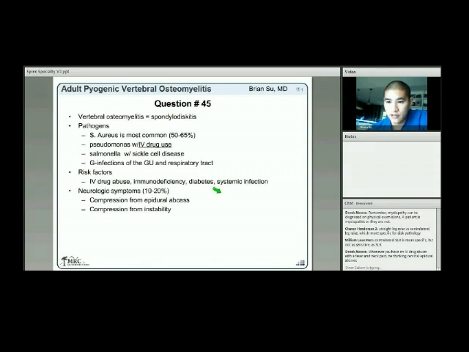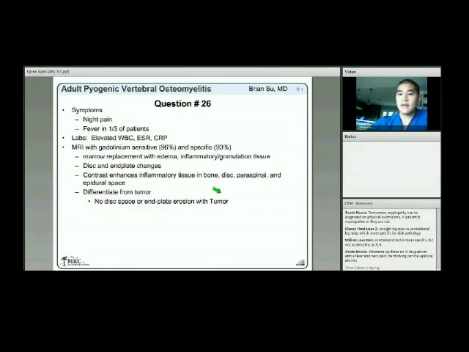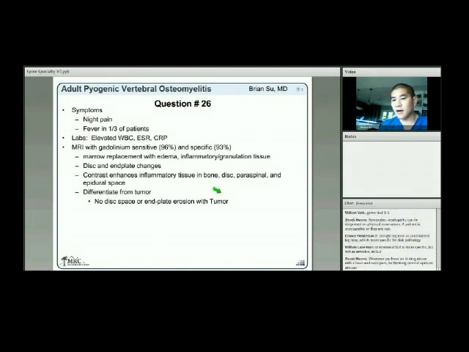Remember, IV drug abuser, diabetes, immunodeficient, somebody with a chronic systemic infection, UTI, bowel infection, etc., can possibly seed the disc space and cause vertebral osteomyelitis, and they'll usually put that in the question stem. Some will have neurological symptoms either because there is an epidural abscess, and certainly some because of bony destruction can have compression because of bony instability. There will be pain in these patients. A third will have fevers.